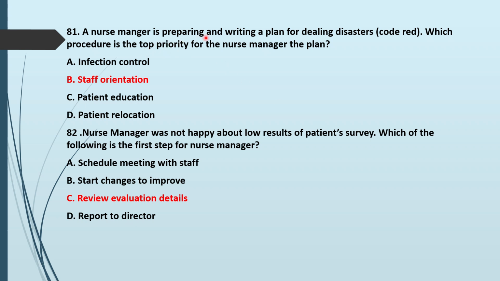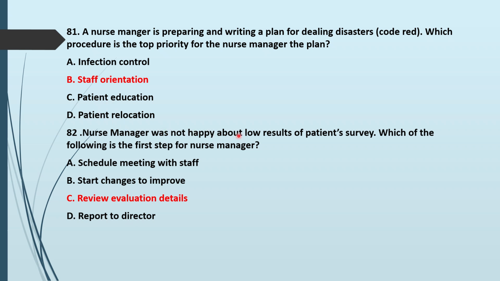A nurse manager is preparing and writing a plan for dealing with a disaster like code red. Which procedure is the top priority for the nurse manager for the plan? Infection control, staff orientation, patient education, patient reallocation. So when she is writing a disaster plan, it needs to be taught to the staff, right? So what is the first priority? Staff orientation. Otherwise, there is no point in writing the plan. So the priority is staff orientation.